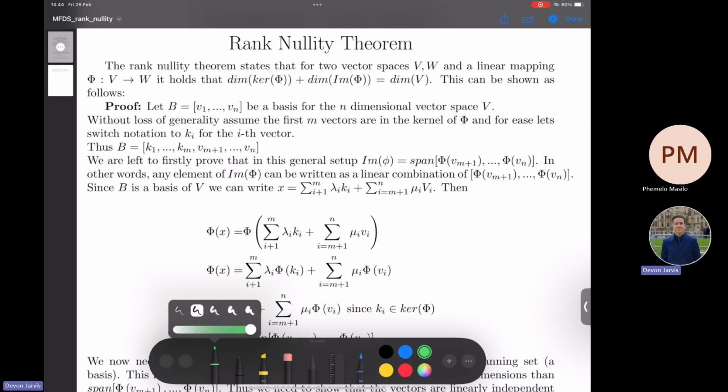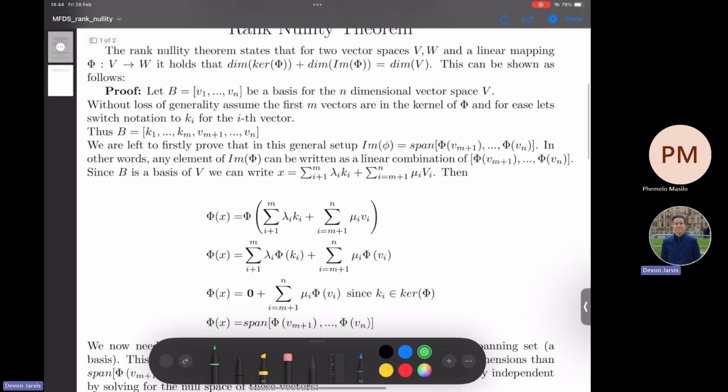So to start off with, let's just restate our properties. The rank nullity theorem states that for two vector spaces V and W and a linear mapping between them, it holds that the dimension of your kernel plus the dimension of your image must be equal to the dimension of your original vector space. Okay, this can be shown as follows.